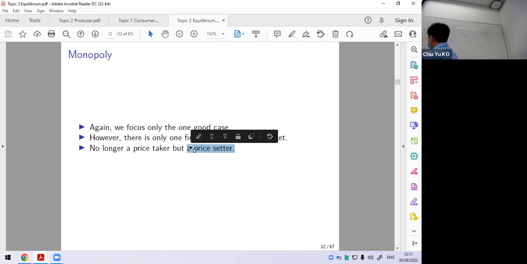So now you can see why we don't have a supply curve, right? Because he sets the price, he decides the price. It's not a supply curve. With a supply curve, you give the price, and it tells what can be supplied, right? It's not the case because he decided the price. So that's why there's no supply curve.